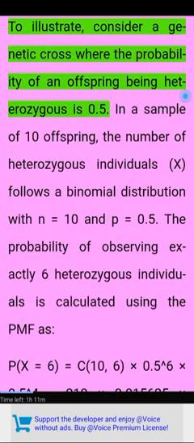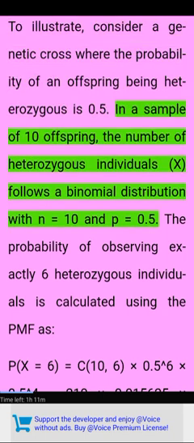To illustrate, consider a genetic cross where the probability of an offspring being heterozygous is 0.5. In a sample of 10 offspring, the number of heterozygous individuals X follows a binomial distribution with n equals 10 and p equals 0.5.